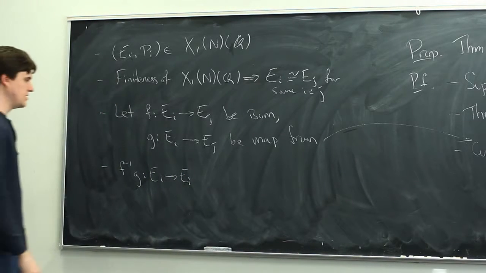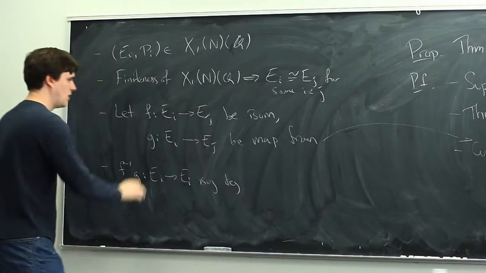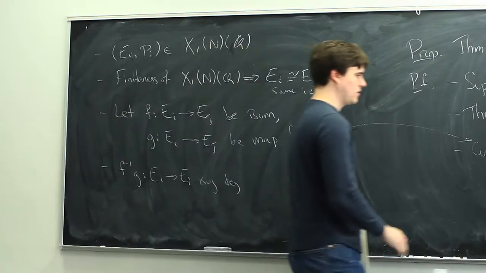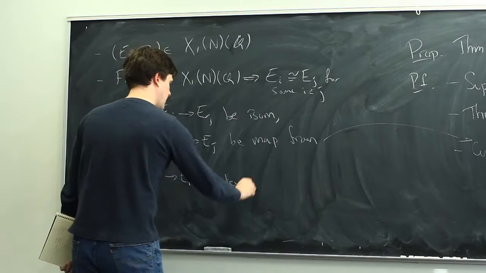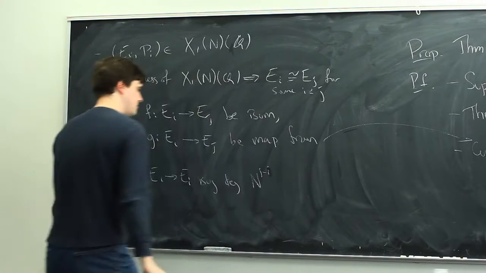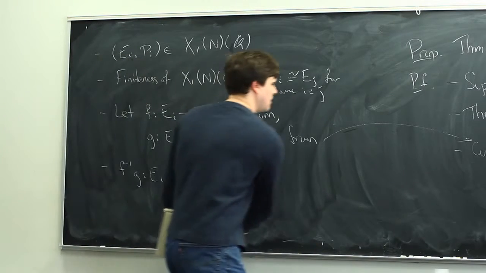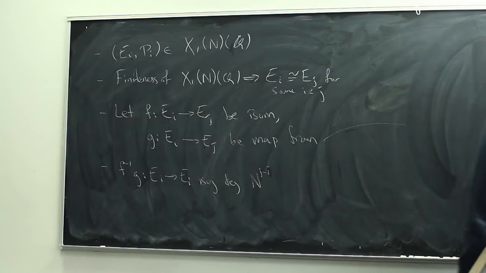So this is an isogeny, and it has degree, well, f is an isomorphism, so it has degree 1. And the degree of g, well, you're just doing these n-isogenies j minus i times, so it has degree n to the j minus i. And so the claim is that this is not multiplication by an integer.